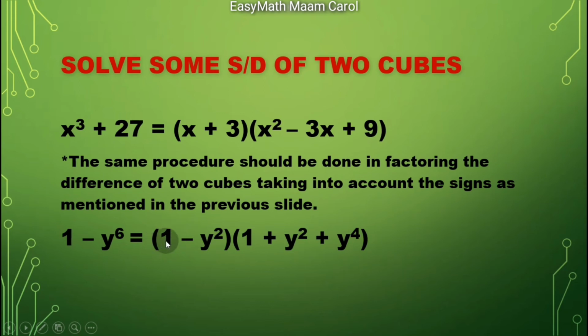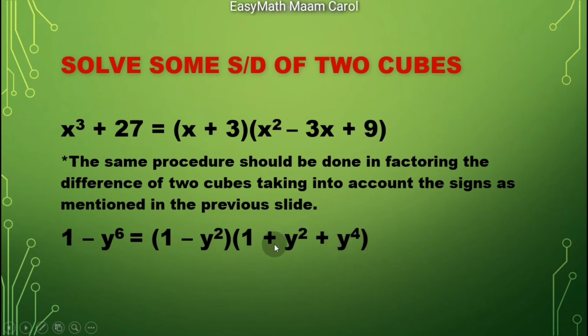You multiply this to itself. 1 times 1 is 1, kaya 1 yung una natin dito sa trinomial. And then, you multiply this to itself, y squared times y squared is y to the 4th. Diba, ina-add lang natin yung exponent. So, kaya meron tayo nito.